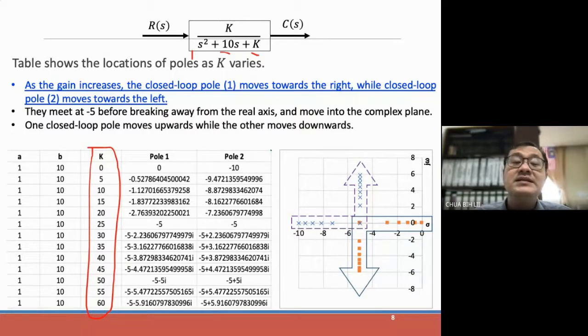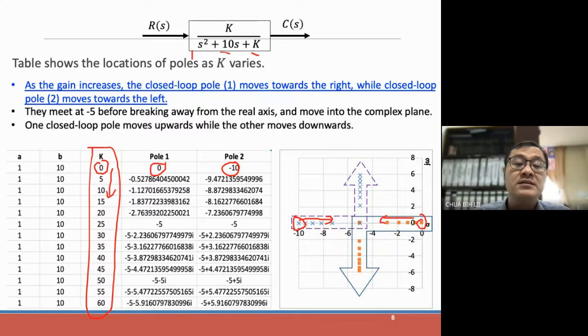we can see that eventually the poles may start over here. You can see that when the K equals 0, the poles start from 0 and minus 10. So when I slowly increase K, the poles change position. Eventually the pattern is that this pole moves over here and this pole moves over here, right?